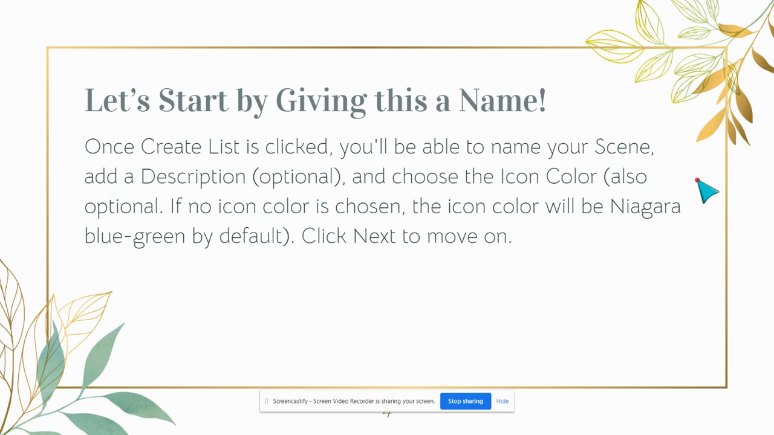The first step is start by giving this a name. Once you click create list, you'll be able to name your scene. You could add a description, which is optional, and choose the icon color, also optional. If no icon color is chosen, the icon color will be a blue-green by default. And then you will click next to move on.